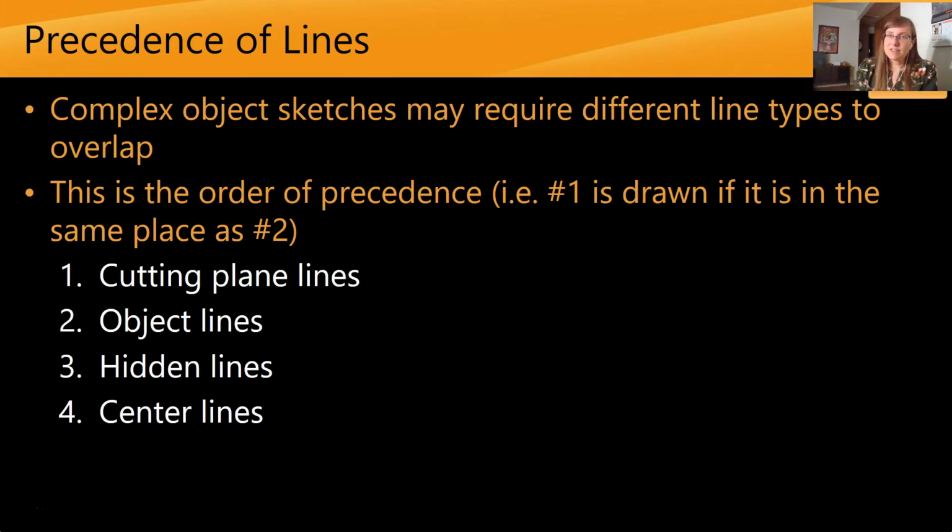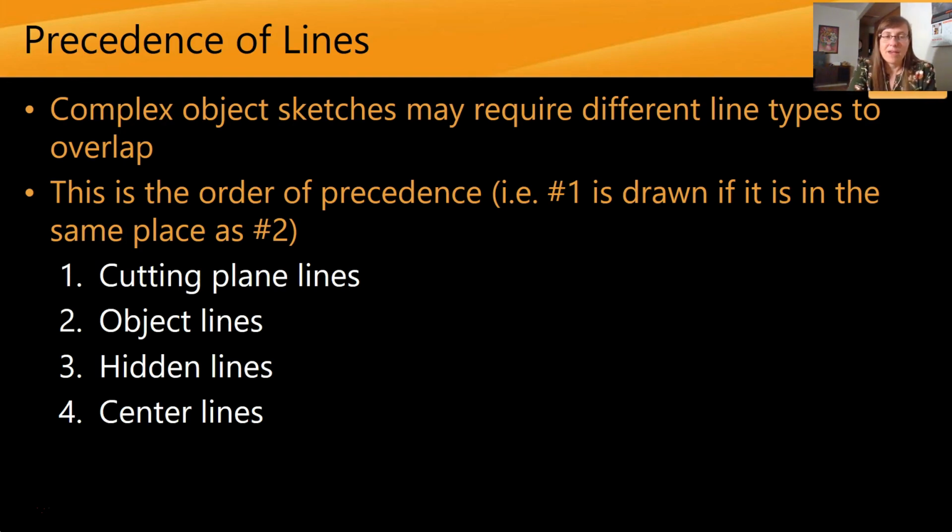So there is a precedence of lines. Basically, if you have an object and you're drawing it and you notice that, say, an object line occurs in the same place as a center line, so even though the face you're looking at has an object line, maybe it has an edge there, but then deeper inside it has a hole drilled, so you should have a center line.